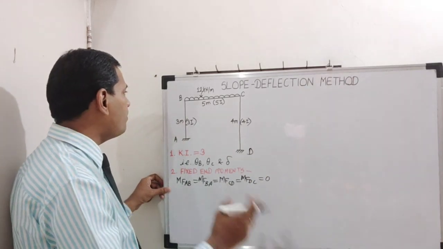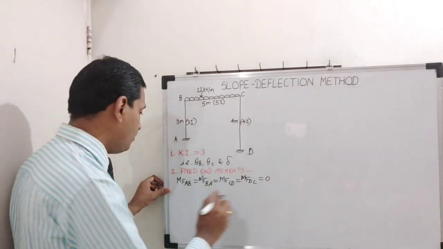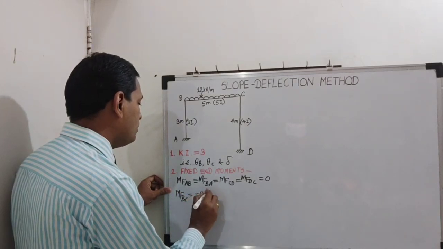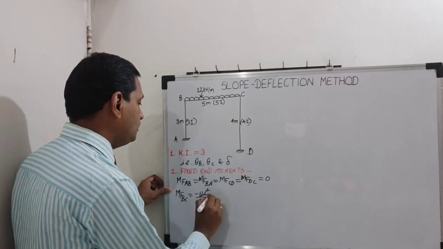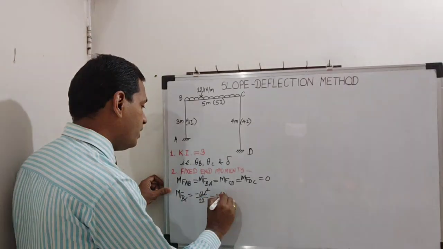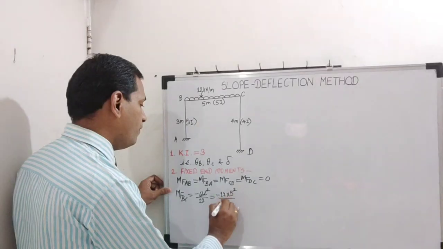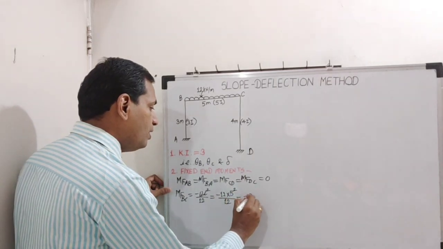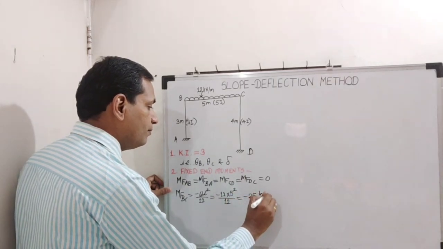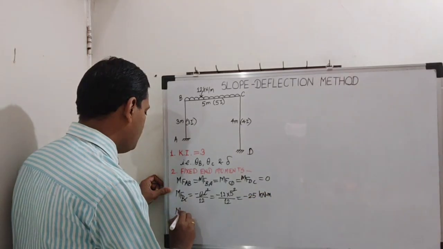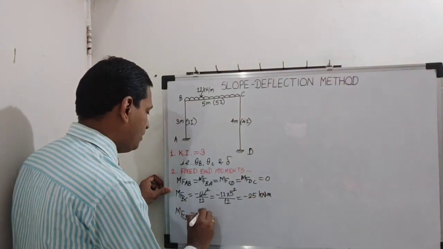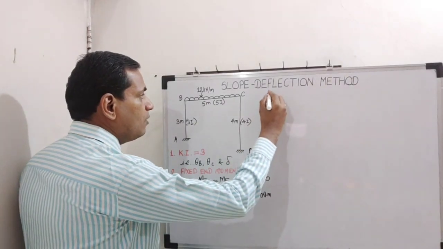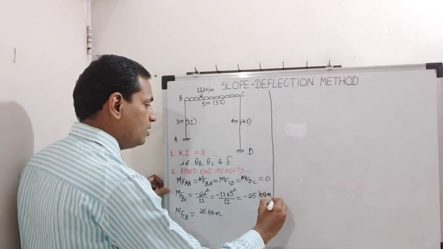So there will be only one pair of fixed end moments, that will be for beam BC. So MFBC, what will be MFBC? Minus WL square upon 12. And answer for this, minus 12 into 5 square upon 12. Okay. So answer is 25. So minus 25 kilonewton meter. And MFCB is plus 25 kilonewton meter. Simple. So now we have finished with our step number 2.